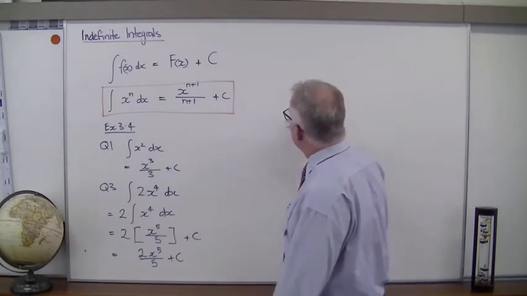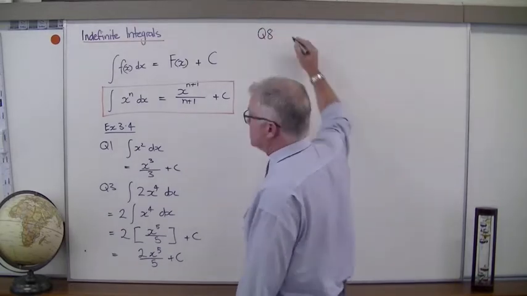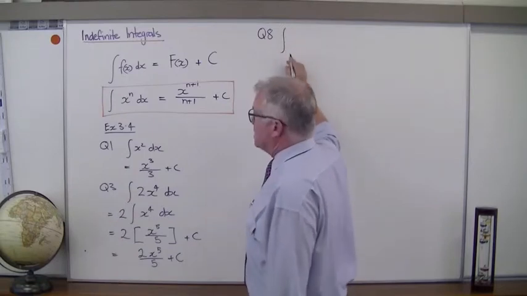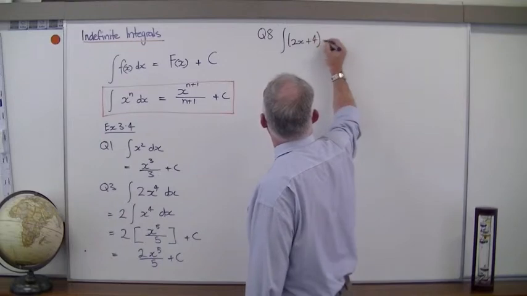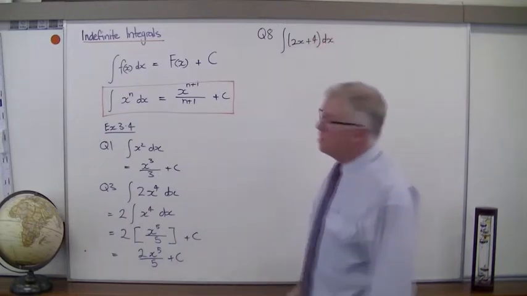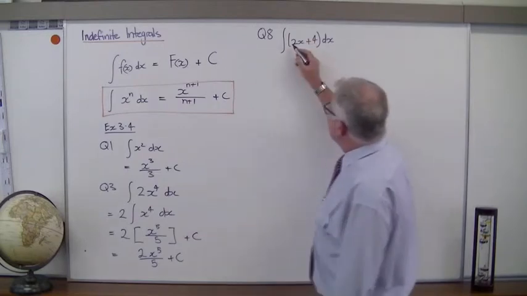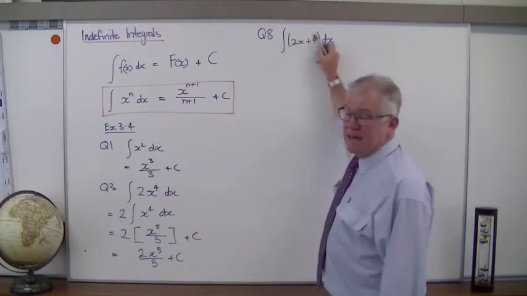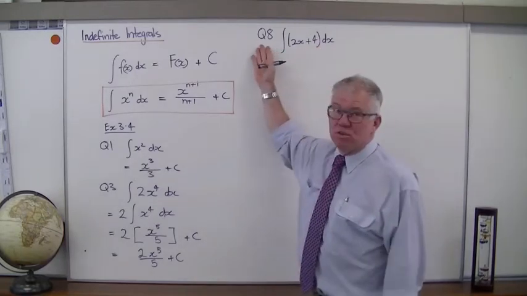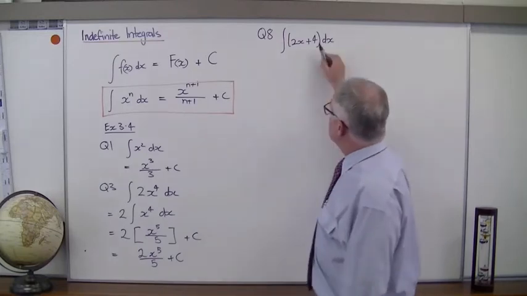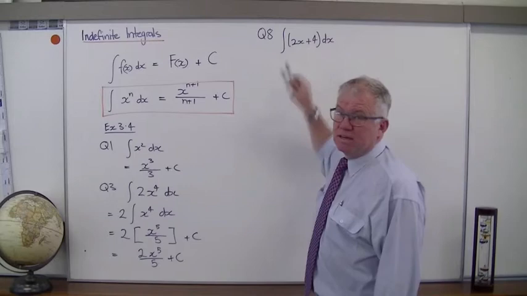Let's have a look at question 8. We'll skip ahead a few. Question 8 is we need to find the indefinite integral of 2x plus 4 with respect to x. Now, in this case, this is a constant additive, but we can't take that out the front of the integration sign because that will actually end up being a part of the x function that we'll end up with.